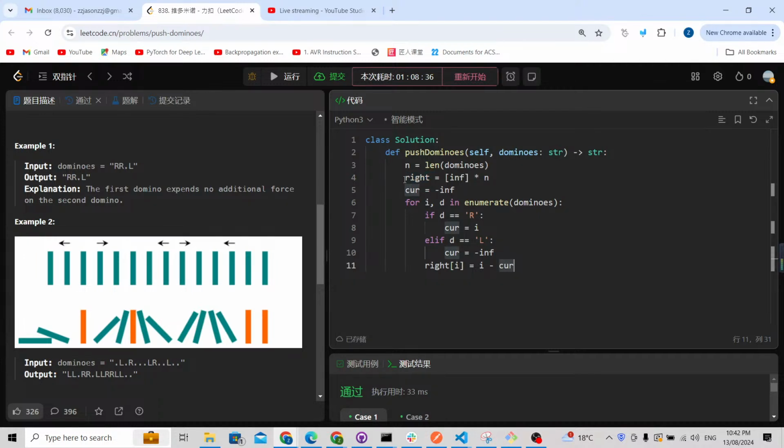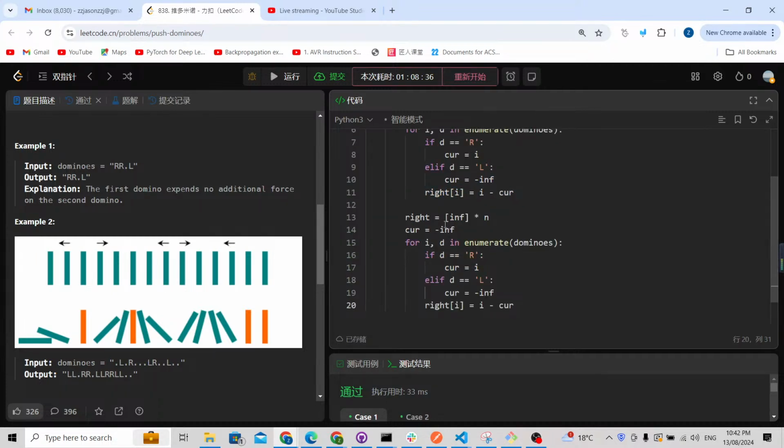Now let's just copy the same code to simulate from the right to the left side. So from the right to the left, we're going to prepare a left array, and current we're going to set it to be infinity. And here we're going to change a little bit because we need to check from the right to the left side. So it's going to be a minus 1 with minus 1 and minus 1.